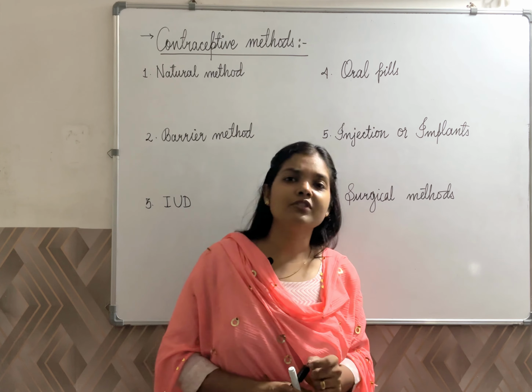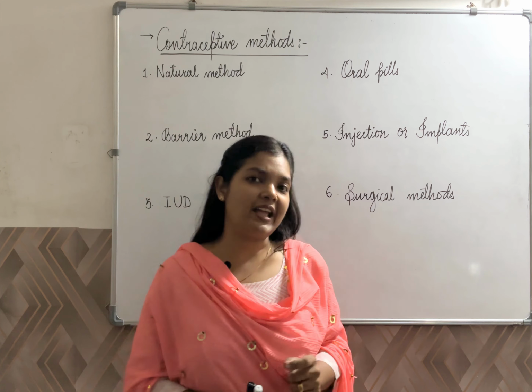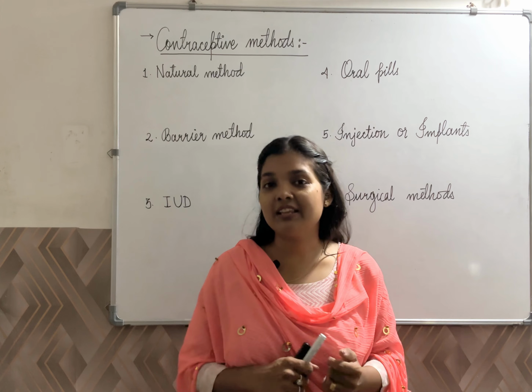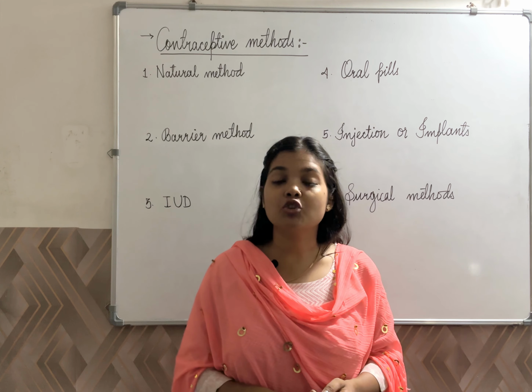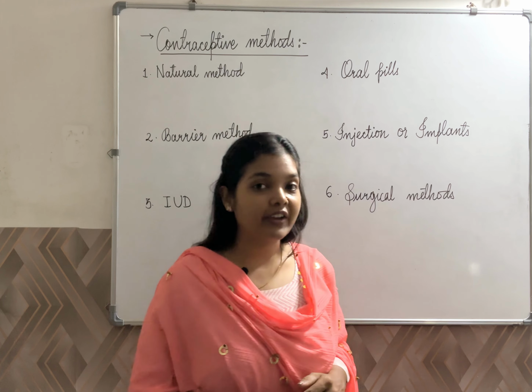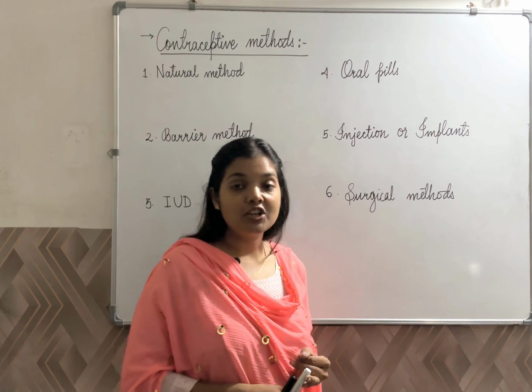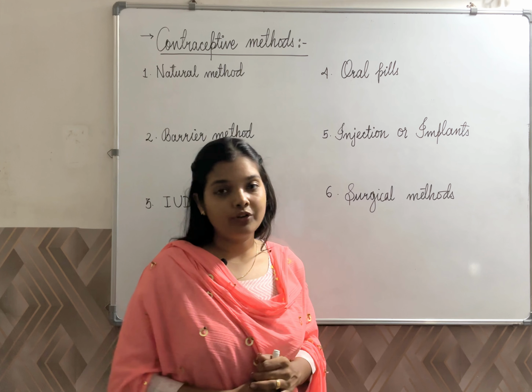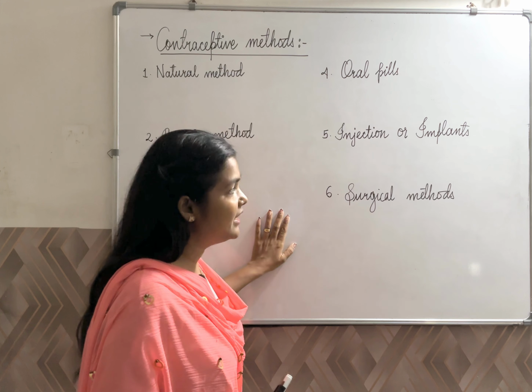Before we start, we should always remember there are a few features that an ideal contraceptive possesses. The first is it should be easily available. Second, it should be reversible. Third, it should be effective. And fourth, it should be inexpensive so that any person can afford it. So these are some of the ideal features.